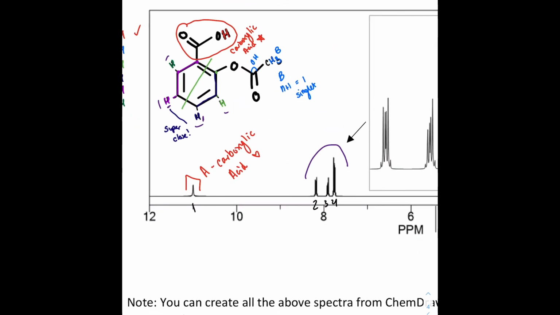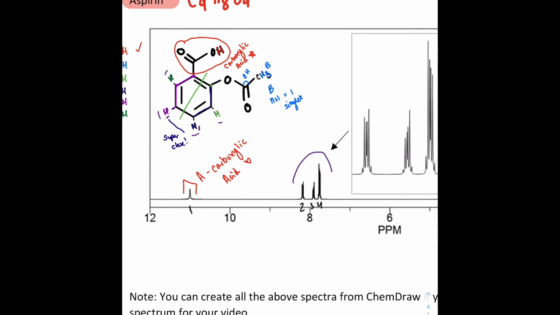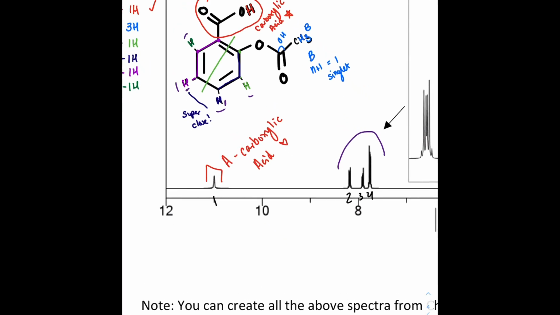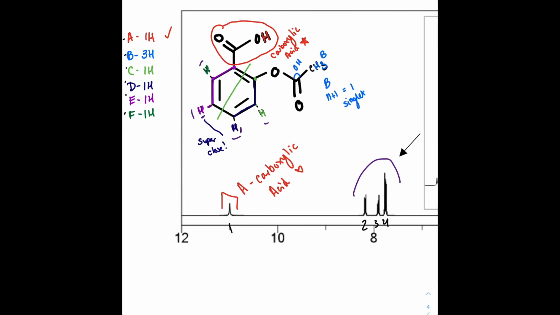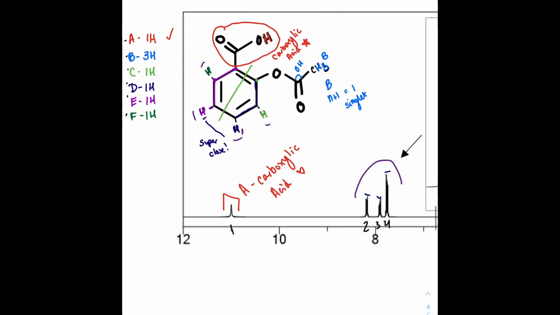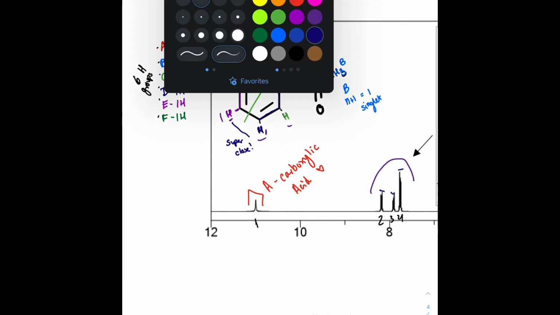So that could be part of the reason that we only see 3 peaks here when we really want to see 4, because there's overlap between these 2 peaks because they are so similar. So we're going to try to figure out which group corresponds with each of these peaks. So to do that, we're going to think about downfield shifts.